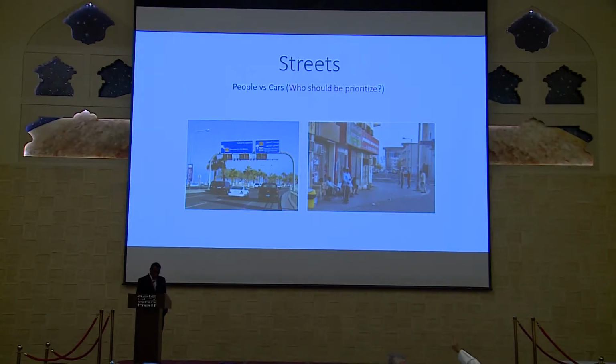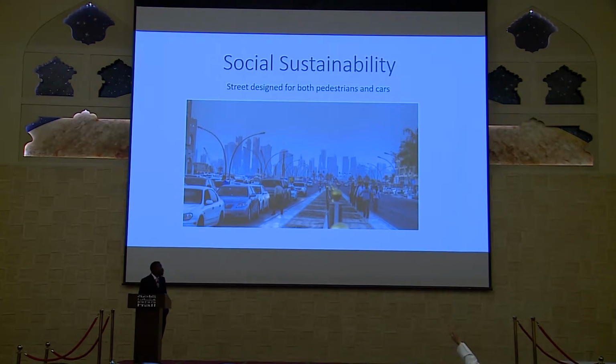And a very important question is, when we have streets, so now we are leaving the context of roads behind and focusing on streets, on the streets of Doha, who should take priority, people or vehicle users? And the answer to that is actually both. The streets should be designed for both people and vehicles in order to have a more social, developable society.